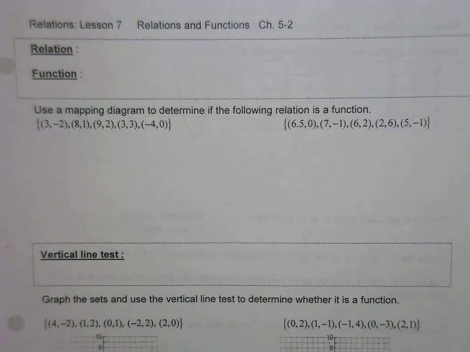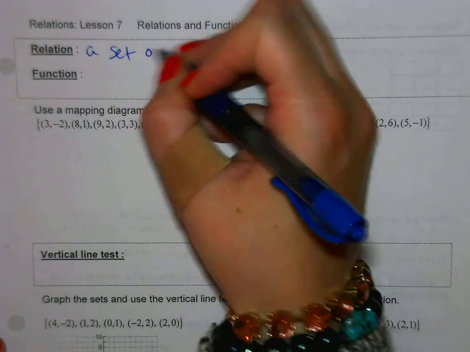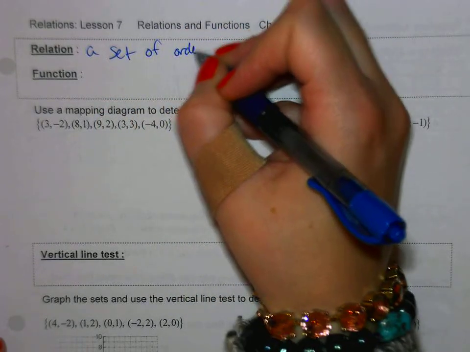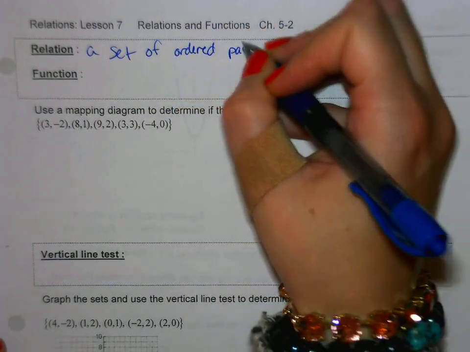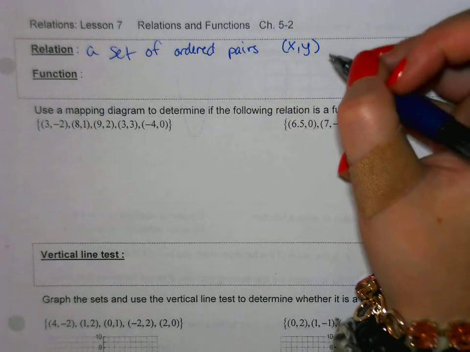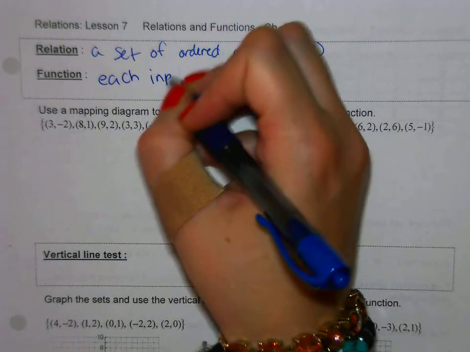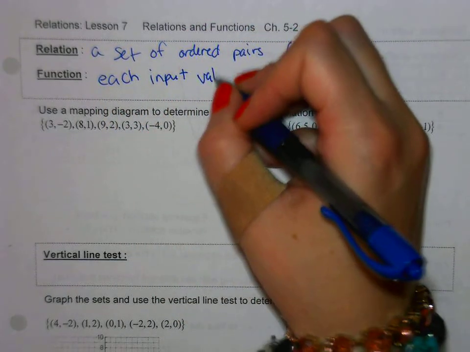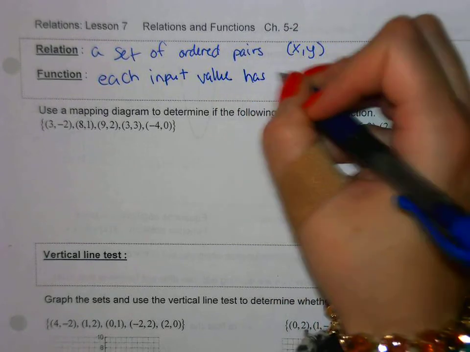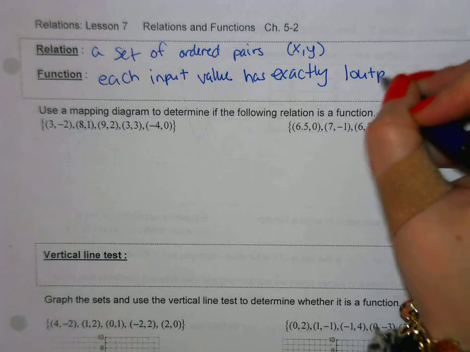Today we're going to be looking at relations and functions. A relation is a set of ordered pairs. Remember, an ordered pair is an x value and a y value. A function is when each input value has exactly one output value.